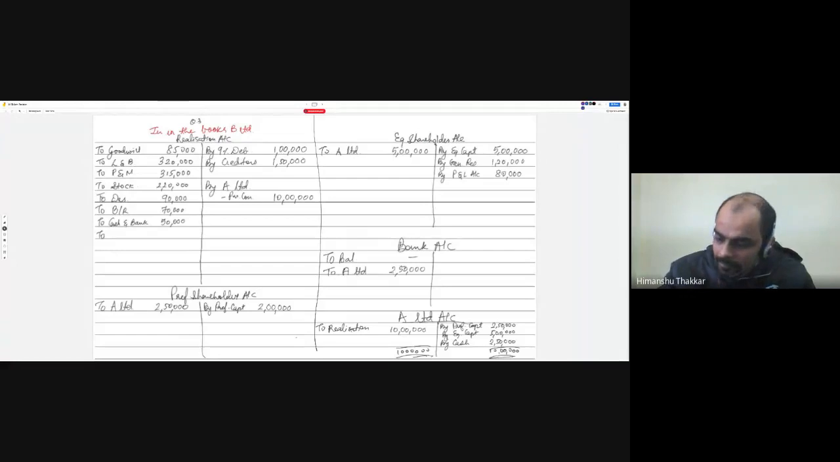Okay. Now it comes to just closing the accounts. We have written everything. So first we start with the preference capital itself. See, on one side you have 2 lakh, on the other you have 2 lakh 50. So you are getting a profit by realization of 50,000, and close preference capital.